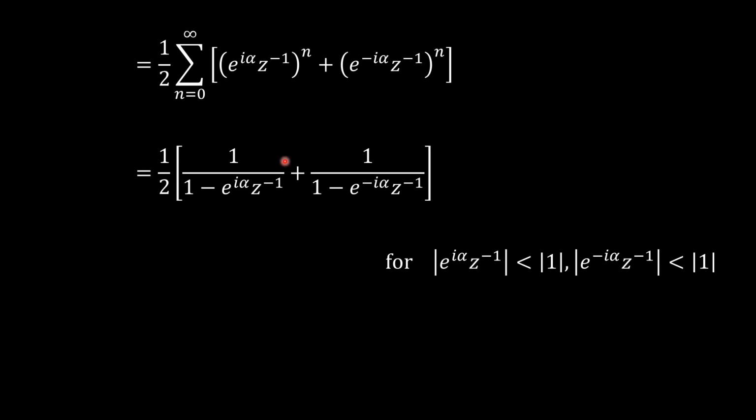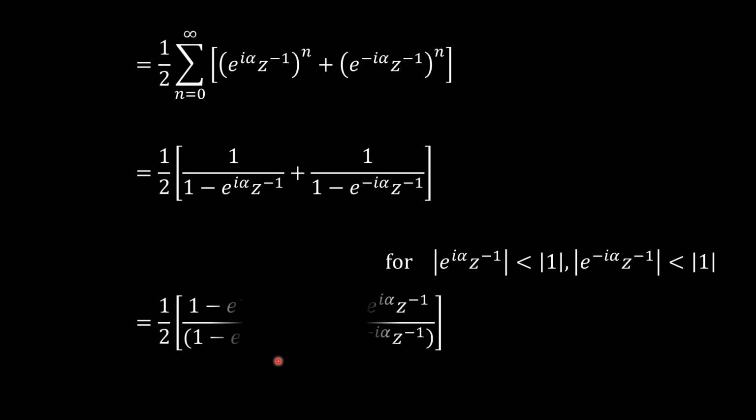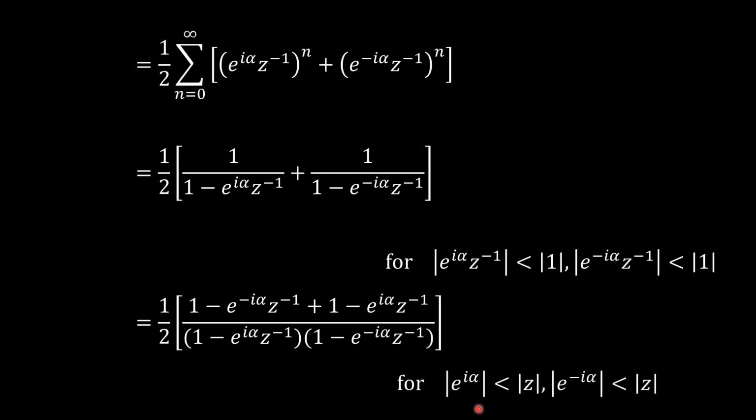Now we will perform the cross multiplication that will give us like this, simple cross multiplication, and simplifying this expression we will take this z inverse on the right hand side. So this expression becomes mod of e raised to i alpha strictly less than mod z, and mod of e raised to minus i alpha strictly less than mod z. We know that mod of e raised to i alpha and mod of e raised to minus i alpha is equal to 1.